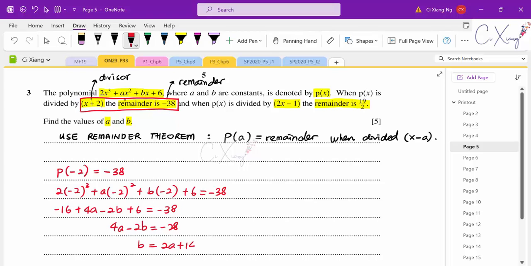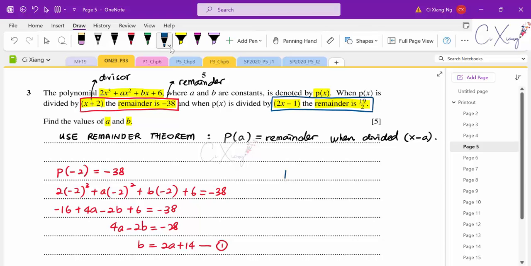And I will treat this as the first equation here. Right. And after that, let's continue with the second equation. So for the second equation, I want to form it by using this one. When the polynomial is divided by 2x minus 1, the remainder is 19 over 2.